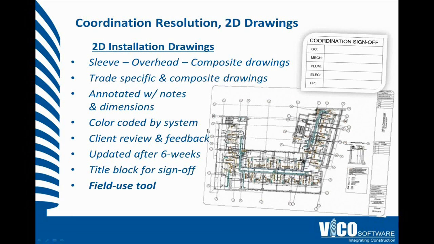These drawings are structured for client review and feedback, so they can be printed out, given to everyone on site, redlined, marked up, write some RFIs, add them to the process, and then after 6 weeks, we'll go back through, make the updates in the model, update the drawings for you. We've got the revision block on there as a standard. We give you a drawing index so you know what's been updated and what hasn't, and then the coordination sign-off.